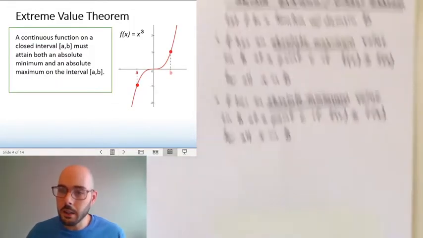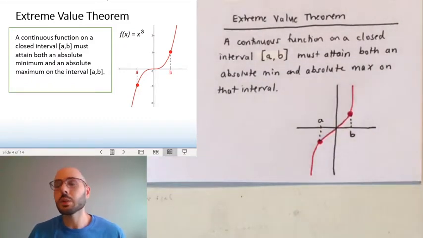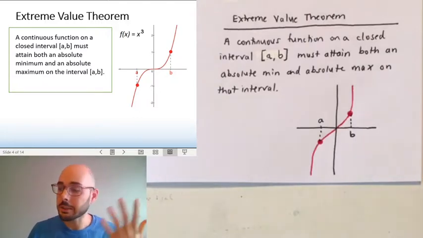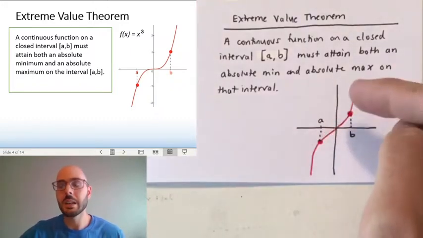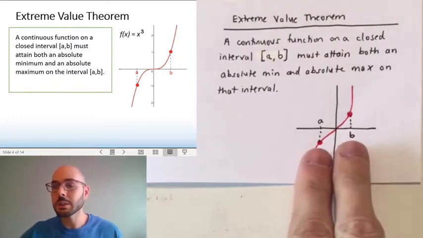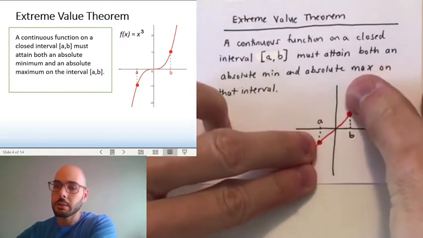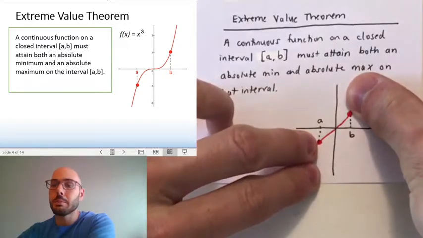So just a quick thing about absolute mins and maximums is the extreme value theorem. The extreme value theorem says if we have a continuous function on a closed interval from a to b, then that function must attain both an absolute minimum and an absolute maximum on that interval. So it's just sort of nice to know. If you have a continuous function, we know what continuous means. There's no breaks, there's no holes, there's no asymptotes. Everything is connected. If you have a closed interval, which means you have a starting point and an ending point, so a to b, then there has to be an absolute maximum and an absolute minimum on that interval.